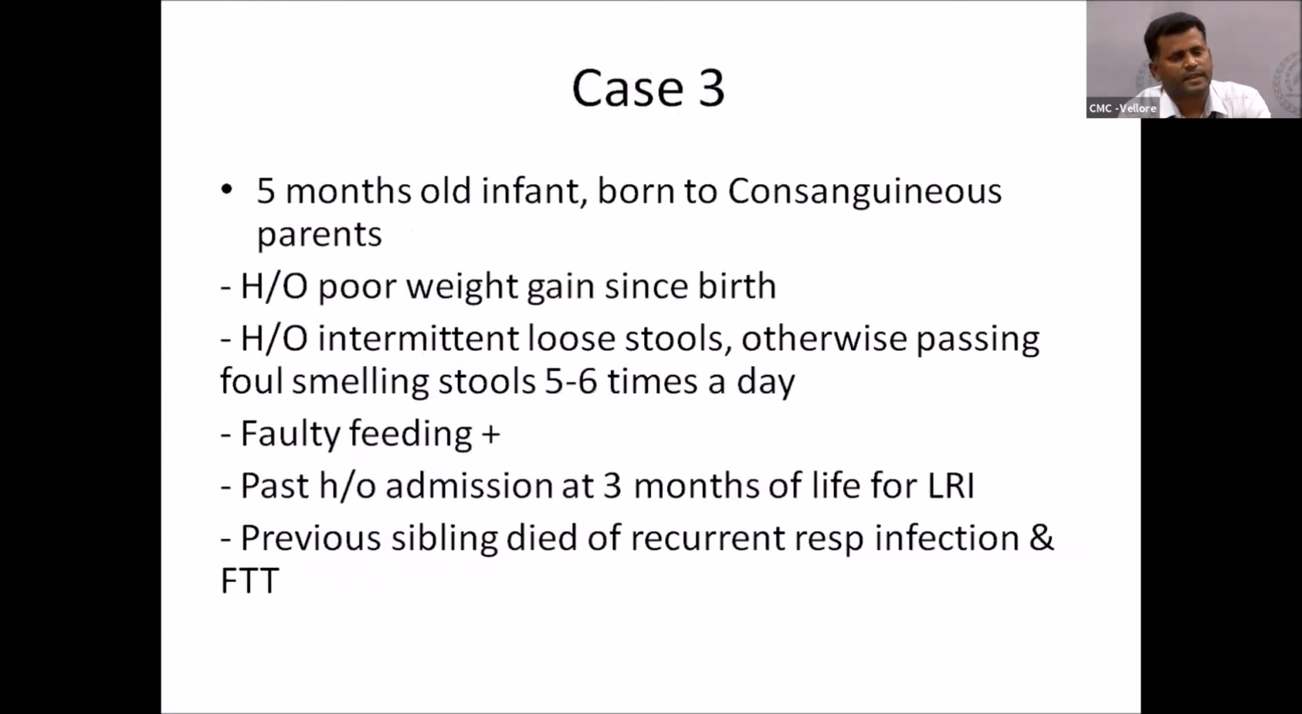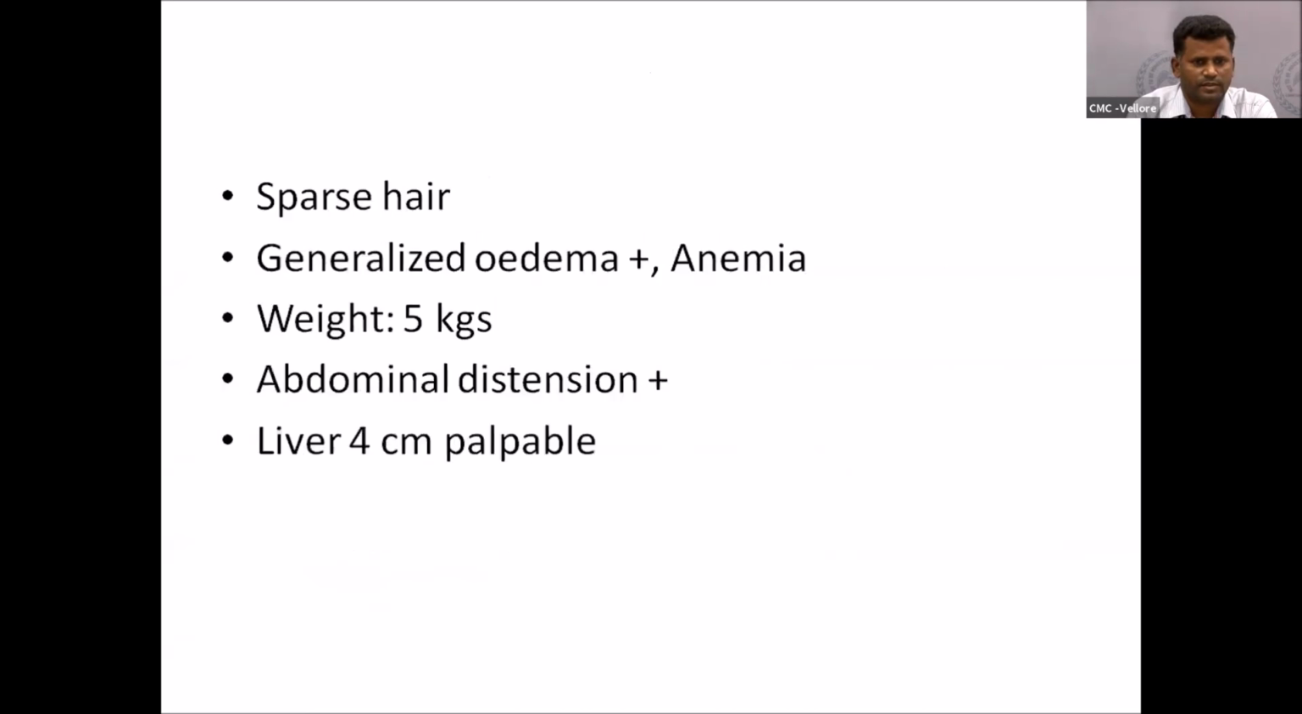Case 3, it's a 5-month-old infant born to consanguineous parents. There is a history of poor weight gain since birth, and there was intermittent loose stools, otherwise passing foul-smelling stools 5 to 6 times a day, and faulty feeding also is there. Past history of admissions, 3 months of life with an LRI.